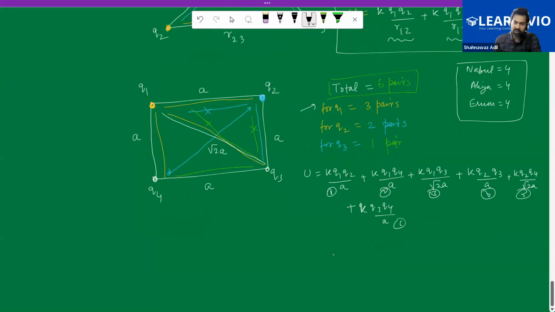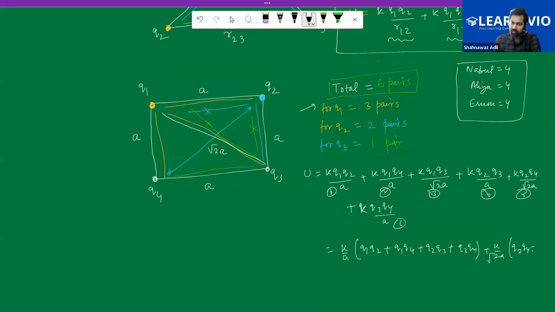So these would be the combinations, and what would be the final potential energy? So 1 by A is common, right? So I can take K by A times Q1 Q2 plus Q1 Q4 plus Q2 Q3 plus Q3 Q4, and plus K by root 2 A times Q2 Q4 plus Q1 Q3. So this would be the total potential energy.